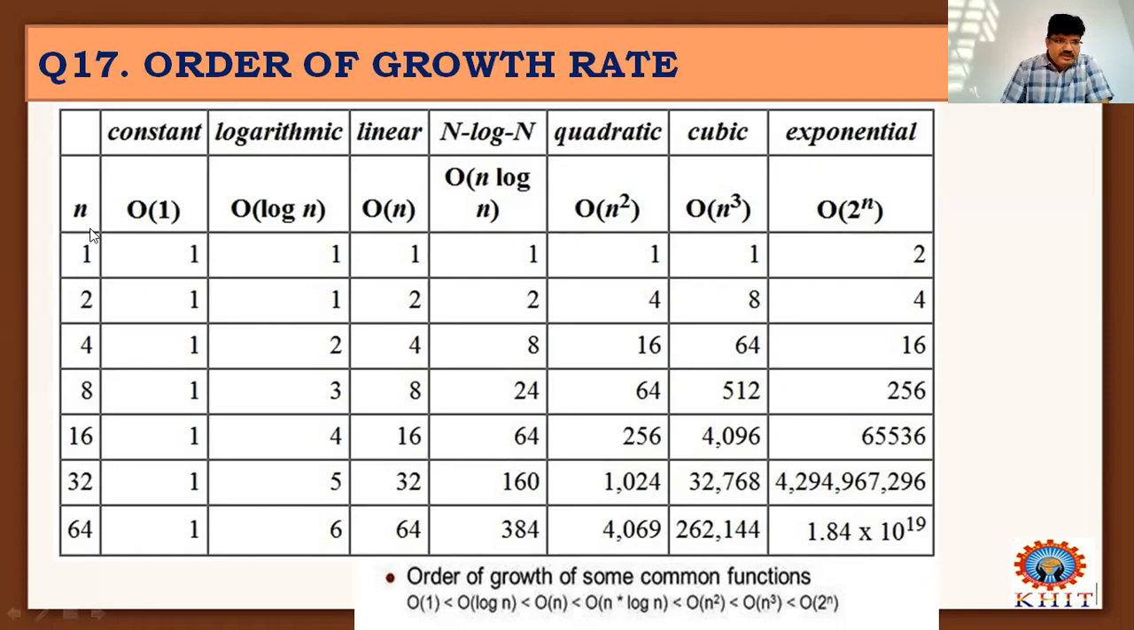Here the n value may be doubled, that means the array size is doubled. Even if the array size is doubled, for constant the time complexity is one only. The time complexity may vary. For logarithmic it grows slightly. The time complexity may be doubled here; that is called linear. Like that, we can place the algorithm where we need to place it.